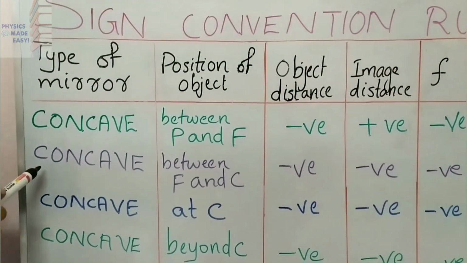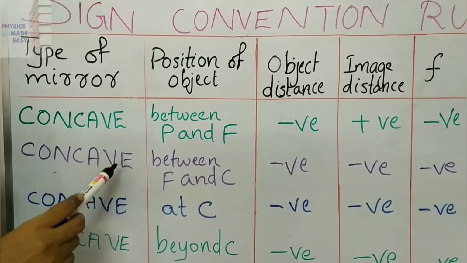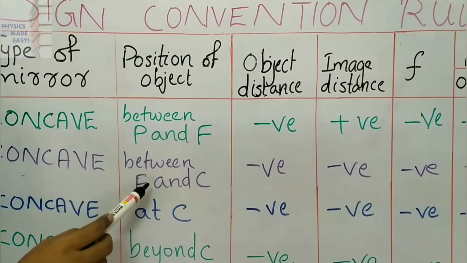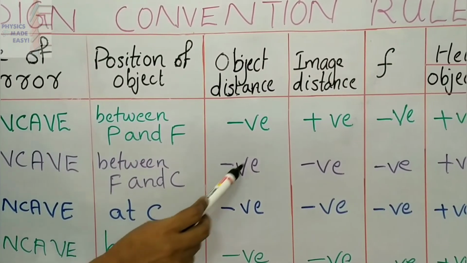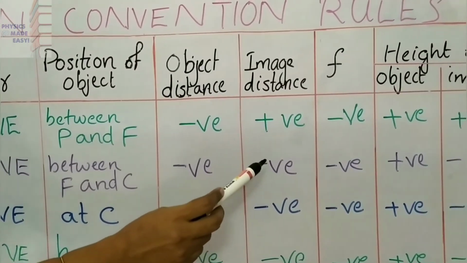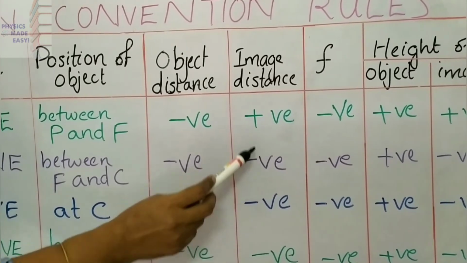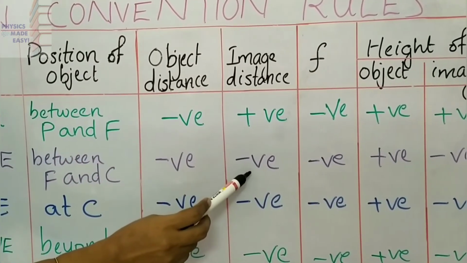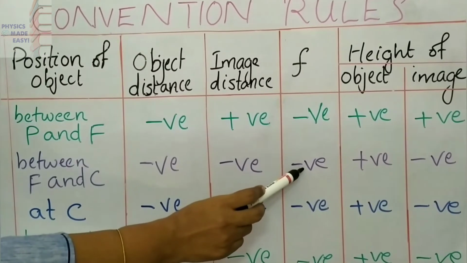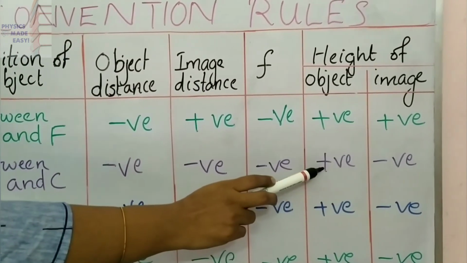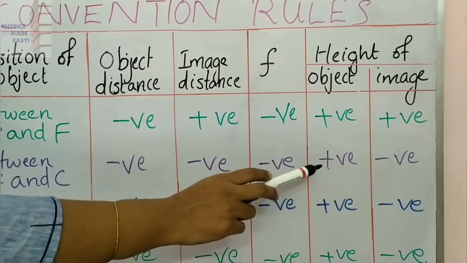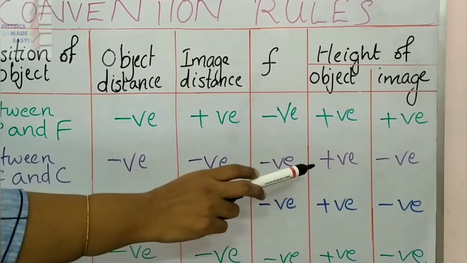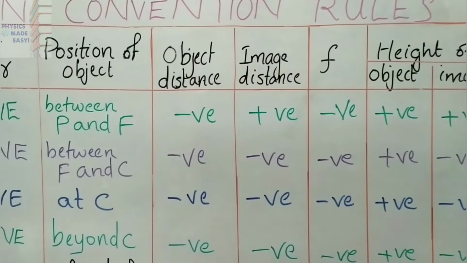Then come concave mirror again. There if you are placing the object between F and C, that time object distance will be negative. Image distance, you know, that time you will get an image beyond C. So the image distance you can take as negative. Focal length will be negative. Height of object will be positive. Height of image will be negative. Why are they negative? There you are getting real and inverted image.